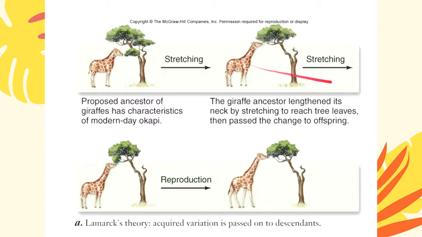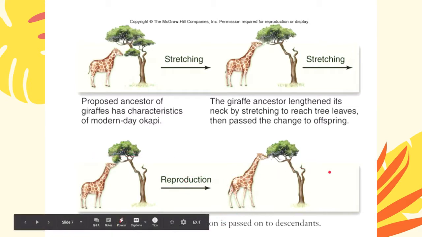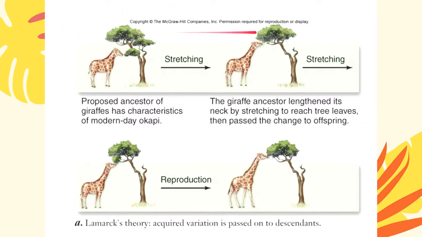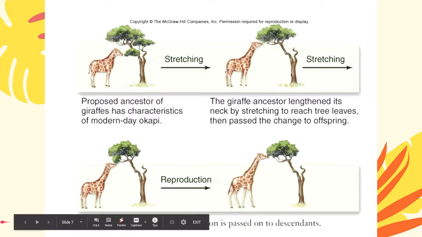So as time goes by, that stretching and stretching of their necks eventually becomes a new trait or a new characteristic of its descendants. So that was his theory. Acquired variation is passed on to the descendants. So this is one of the first thoughts or one of the first theories to challenge fixed species.